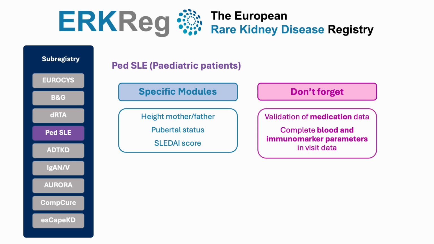The pediatric SLE subregistry is designed for pediatric patients with systemic lupus erythematosus nephritis. In addition to the shared modules, it collects specific information such as parental height, parental status, and the SLEDAI score. Please make sure that the medication data are regularly reviewed and validated. Blood parameters and immunological markers should also be completed in the visit data section, as they are important for the longitudinal assessment of disease activity and treatment response.